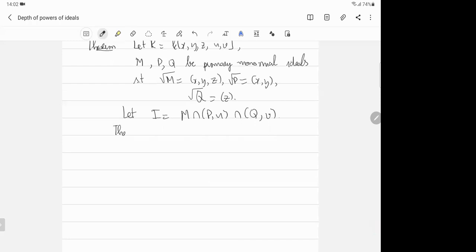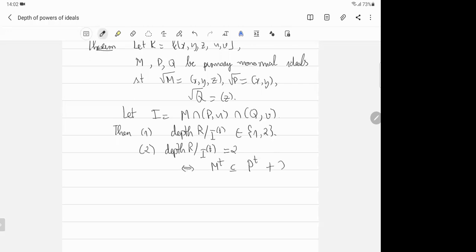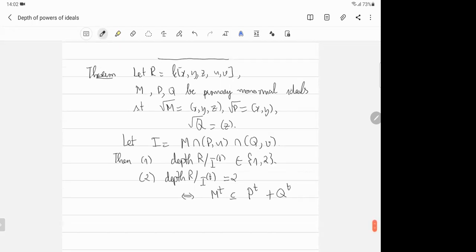So then the symbolic depth of I is only 1 or 2. And secondly, the symbolic depth of the t-th symbolic power is 2 if and only if you have this relation between M, P, and Q. So you only need to check this condition, and then you know whether that is 1 or 2.